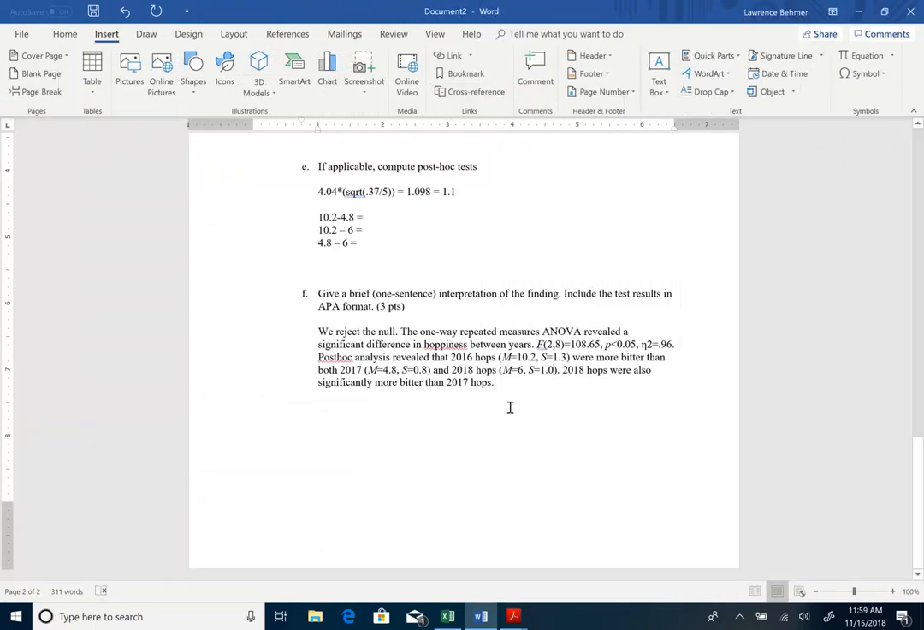So let me just give it a read through and make sure that it makes sense, right? So we reject the null. The one-way repeated measures ANOVA revealed a significant difference in bitterness between years. Okay, so I report the F statistic. All of that is correct. Post hoc analysis revealed that 2016 hops were more bitter than both 2017 and 2018 hops. 2018 hops were also significantly more bitter than 2017 hops. All right, that's good enough. That's fine. That'd get 100%.